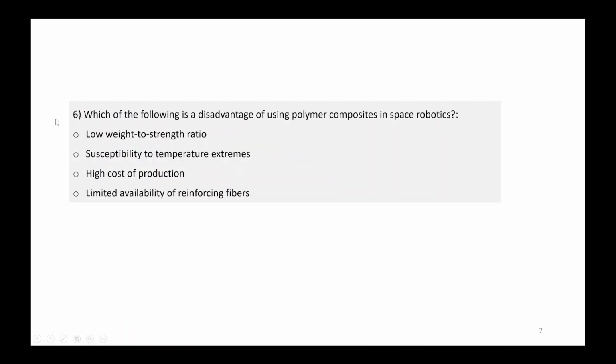Now sixth question, which of the following is a disadvantage of using polymer composites in space robotics? Your options are low weight to strength ratio, susceptibility to temperature extremes, high cost of production, or limited availability of reinforcing fibers. And your answer will be B, susceptibility to temperature extremes.